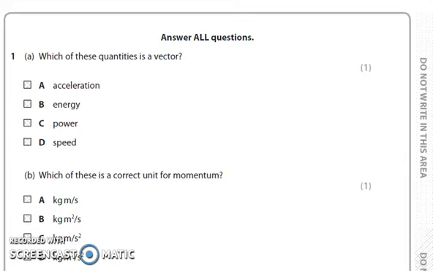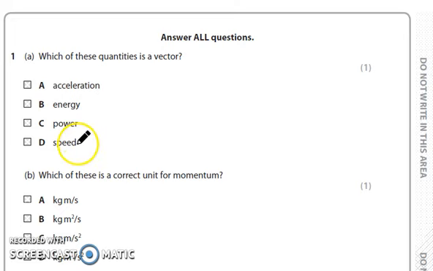Question 1, Part A. Which of these quantities is a vector? So we've got A, acceleration, B, energy, C, power, and D, speed. A vector quantity has got both magnitude and direction. So let's have a little look and see if we can work it out through process of elimination first.